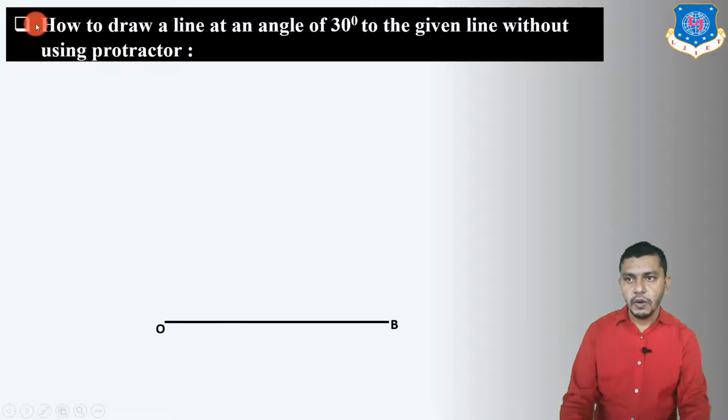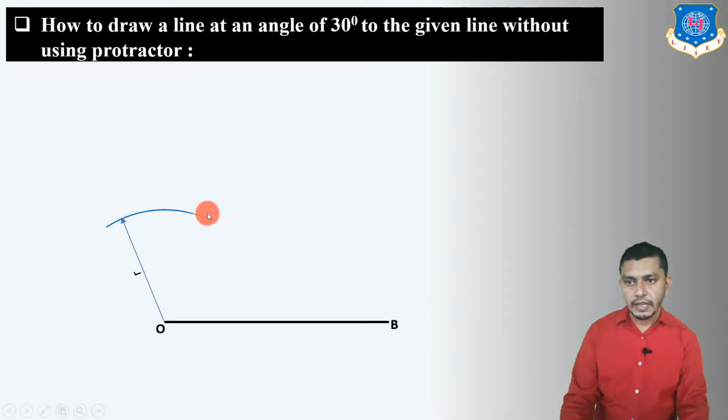Okay, again, now how to draw a line at an angle of 30 degrees to the given line without using the protractor. So again, we are not going to use the protractor. Okay, and we have to draw a line inclined at an angle of 30 degrees to this given line OB. So now again what we will do, by taking center at O and radius equal to some radius R mm. So open your rounder at some radius R mm approximately.